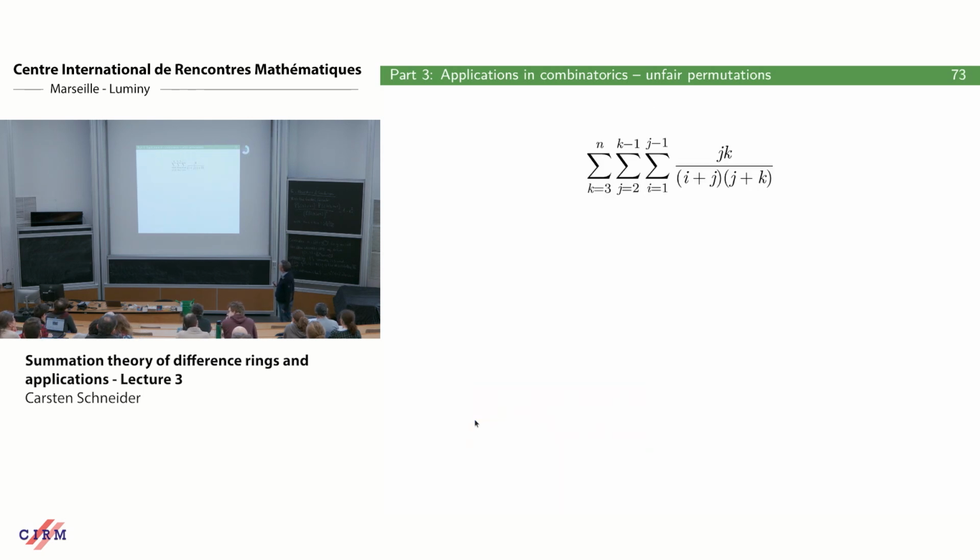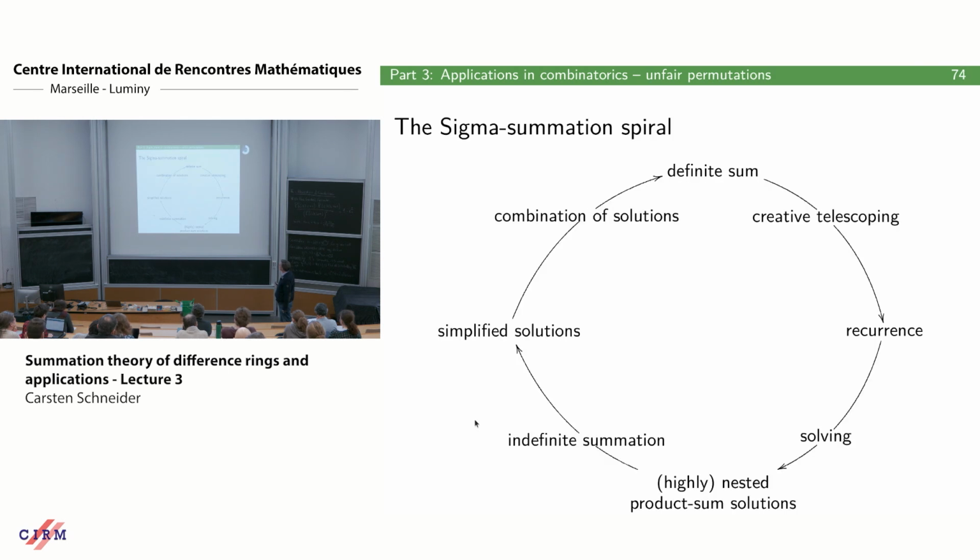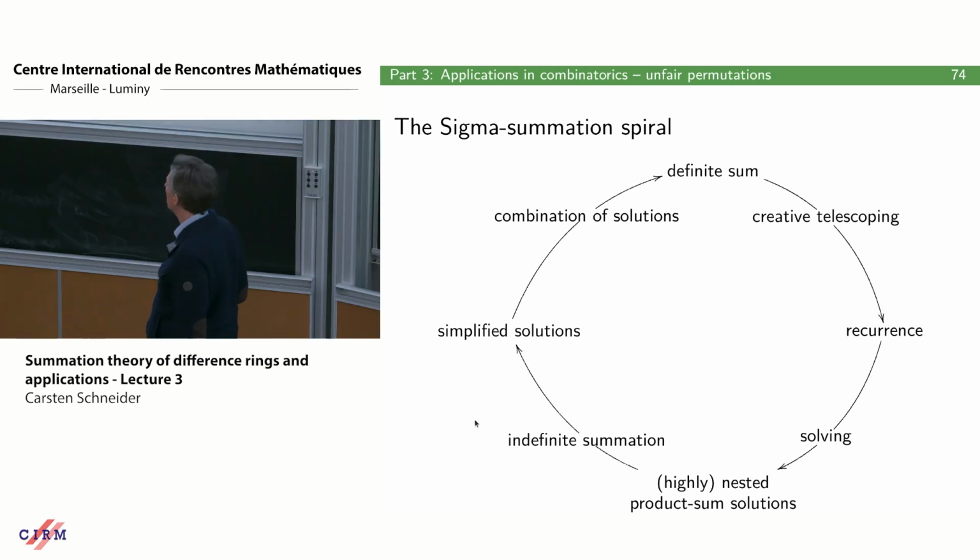Well, we look at that sum. It's a triple sum. We look at the innermost sum. We see the next summation quantifier is j. So we compute a recurrence in j. We solve the recurrence in j. We simplify the solutions, and then we try to find a combination.